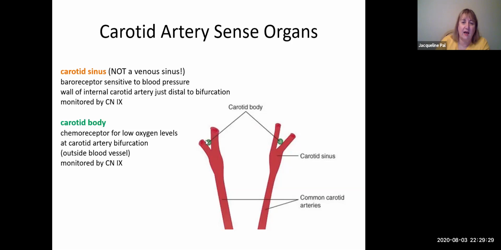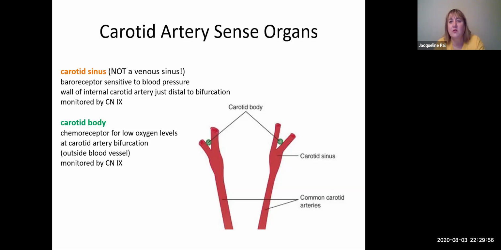Now, outside the internal carotid artery, but at the bifurcation, there is something known as the carotid body. And this is a chemoreceptor. So it's not looking at blood pressure, it's a chemoreceptor. And it's mostly looking for drops in oxygen, but it also monitors a few other things as well.